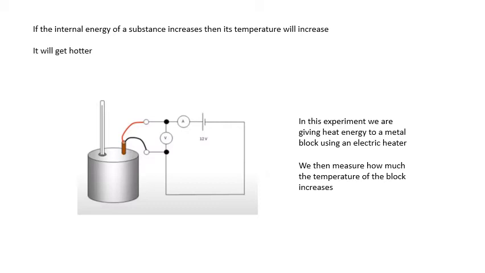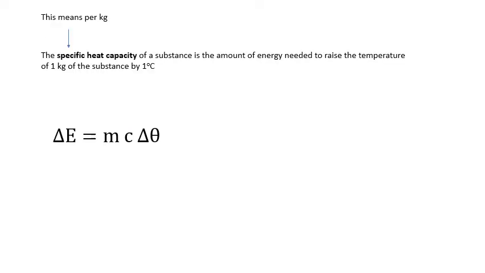This is an important experiment that you need to know. In this experiment, we're giving heat energy to a metal block using an electric heater. Because we have a voltmeter and ammeter there, we can work out how much heat energy we're giving it. And then we measure how much heat energy is needed to raise the temperature of the block. And that brings us to this quantity here, the specific heat capacity.